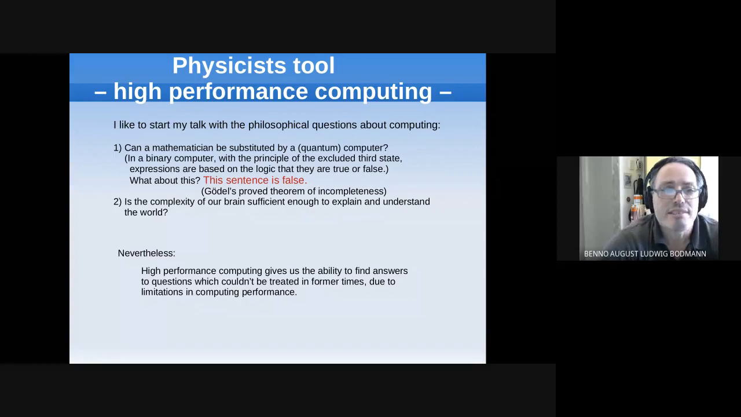The next question is: is the complexity of our brain sufficient to explain and understand the world? We like to have the understanding of the world, but we don't know whether the complexity of our brain is sufficient to do this. But we think it is, but there's no proof about that. Nevertheless, high-performance computing gives us the ability to find answers to questions which couldn't be treated in former times due to limitations in computing performance.